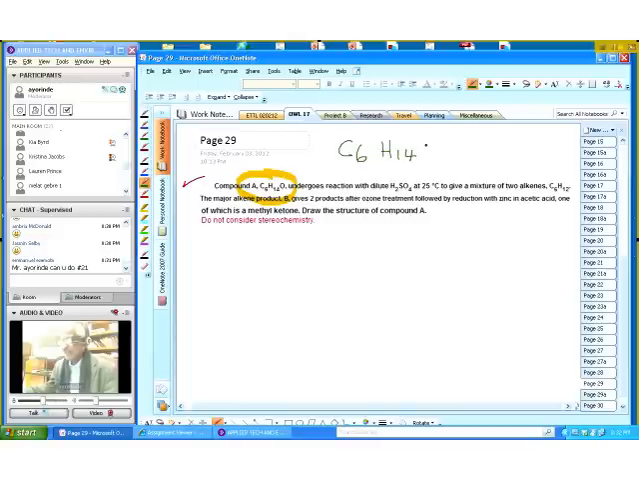C6H14 with oxygen. Okay. Can anybody tell me what is the index of hydrogen deficiency for this molecule? Or some people call that the degree of unsaturation.